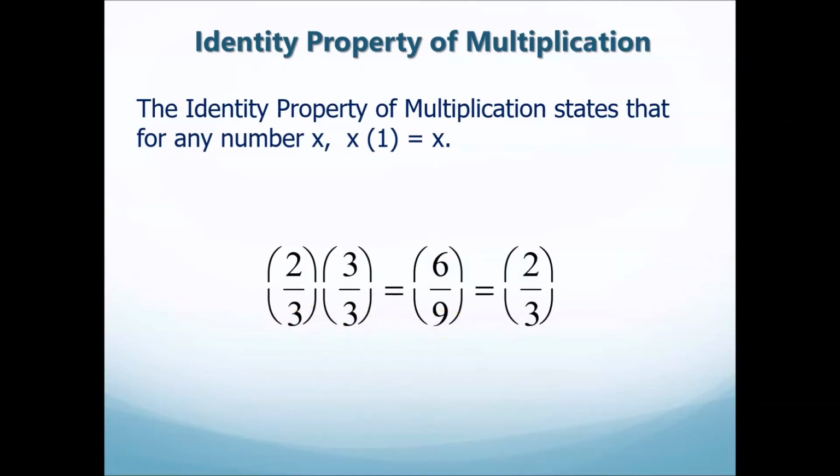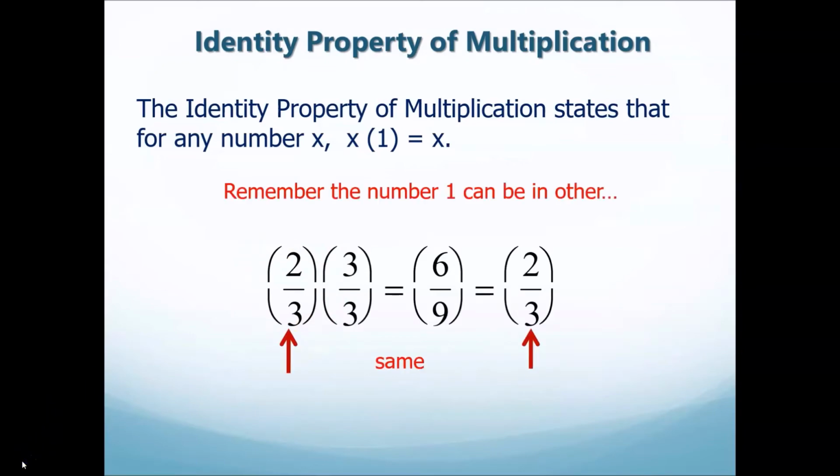And we need to simplify. So 6 and 9 are both divisible by 3. So 6 divided by 3 is 2, and 9 divided by 3 is equal to 3. Therefore, the final answer is 2/3, which is the same as the original value, 2/3. So remember that the number 1 can be written in other forms, like a fraction.